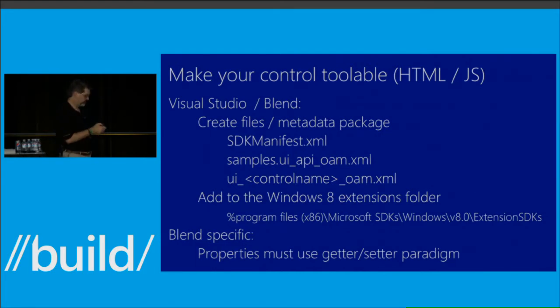And these are these two files here where it's my namespace, samples.ui underscore API OAM.xaml, and we'll look at these if we have time. UI control name underscore OAM.xml, and then you can copy it out. If you don't use the getter setter paradigm in Blend, in your JavaScript control, Blend will not be able to pull those options up in the property tab. So you've got to use getters and setters if you want to make this thing work really well with Blend.